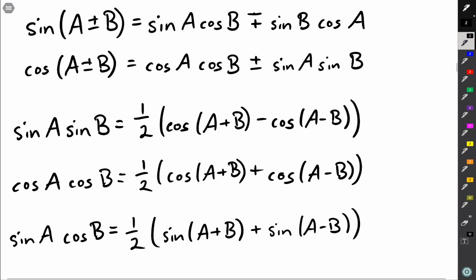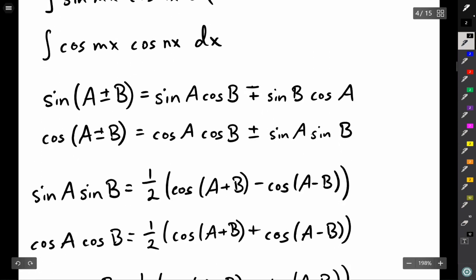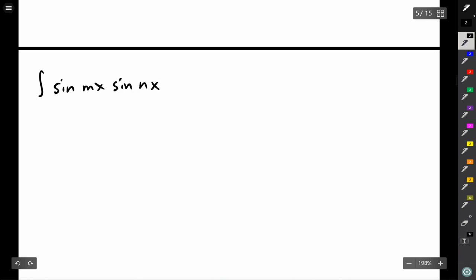Deriving these isn't really the important or interesting part. I'll let you check that these do, in fact, work out. But basically, all we need to know is that we can do these integrals up here by applying these formulas. So let's look at the integral of sine mx, or sorry, I meant sine nx. So let's look at that.